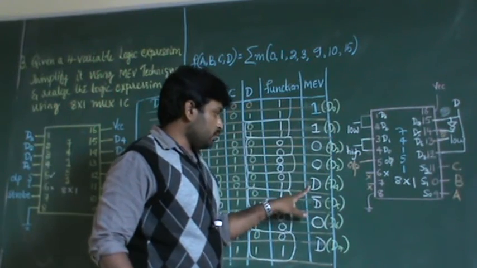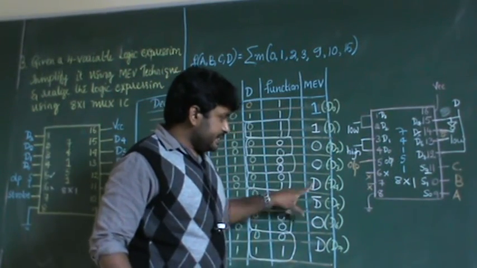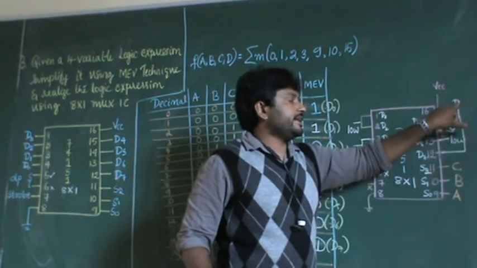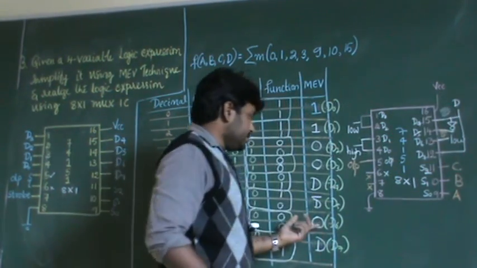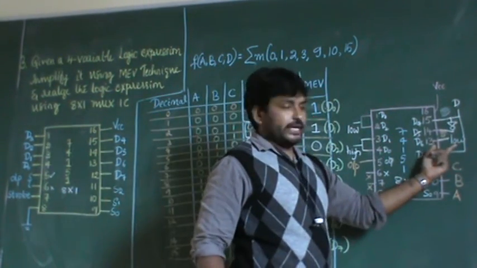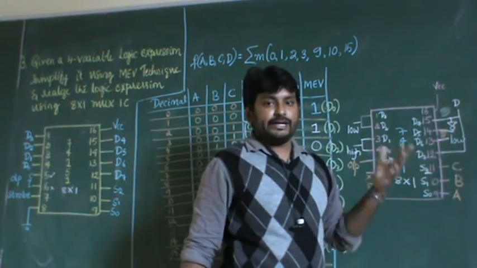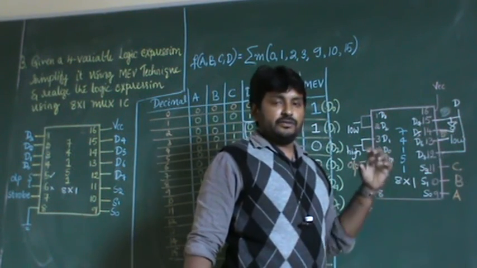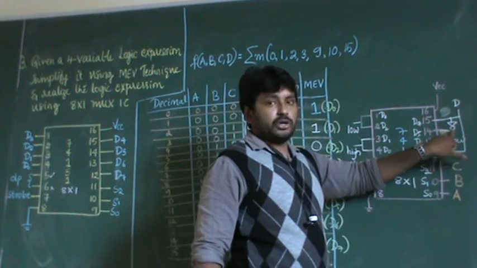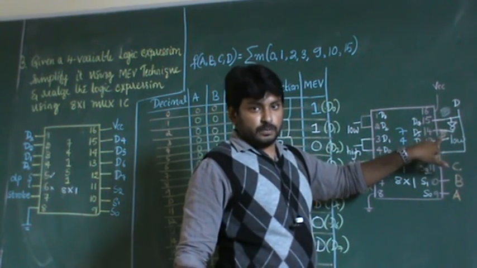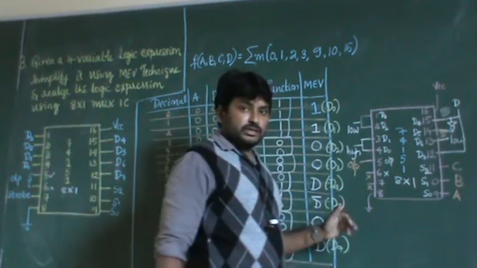Next, what is D4 and D7? D4 and D7 is D. So I am connecting D4 and D7, shorting it and connecting it to D. Next, D6 is low. I am connecting D6 to low. And D5 is D bar. You have to get D bar. How will you be getting the D bar? If you pass the D input to one of the NOT gates, you will be getting the D bar. And that output of the NOT gate is connected to the 14th pin. I hope you are clear with this.